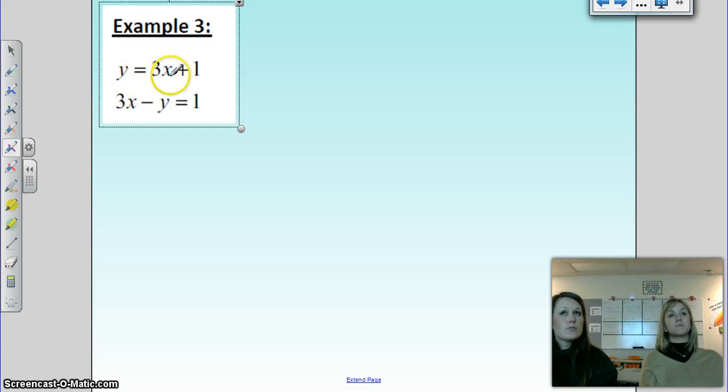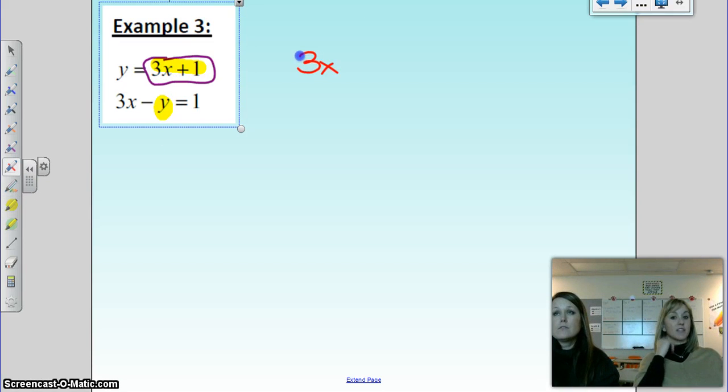I see y equals 3x plus 1, and this one is not written in a nice way for me to substitute. So I can look back at example 2 to help me here. Instead of y, I'm going to put that all right here where this goes. So I'm going to have 3x. Now we rewrite the second equation. Minus, plug in, go ahead and put the parentheses, 3x plus 1 equals 1.